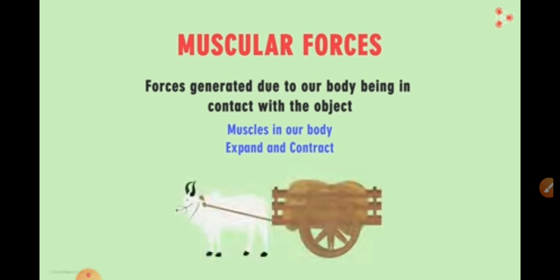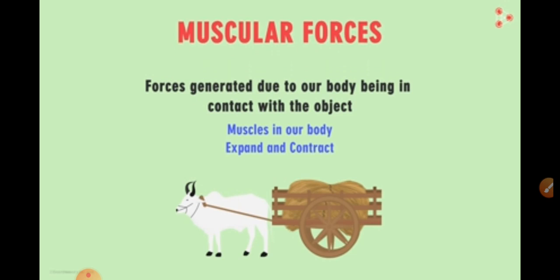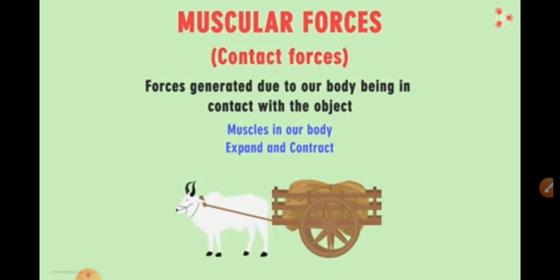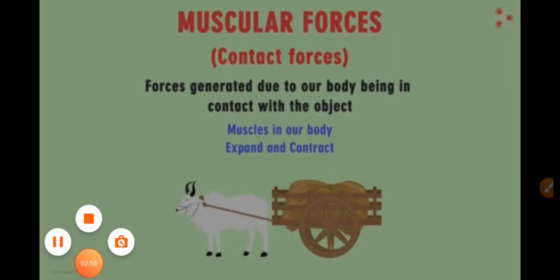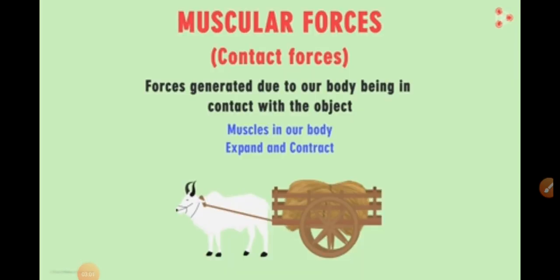A bullock cart is used to carry load from one point to another. Bullocks are tied with a cart and the load is then added onto the cart. The bullock then applies muscular force on the cart and moves it forward. So a muscular force is a contact force. Are there any other contact forces other than muscular force? Yes, there are.